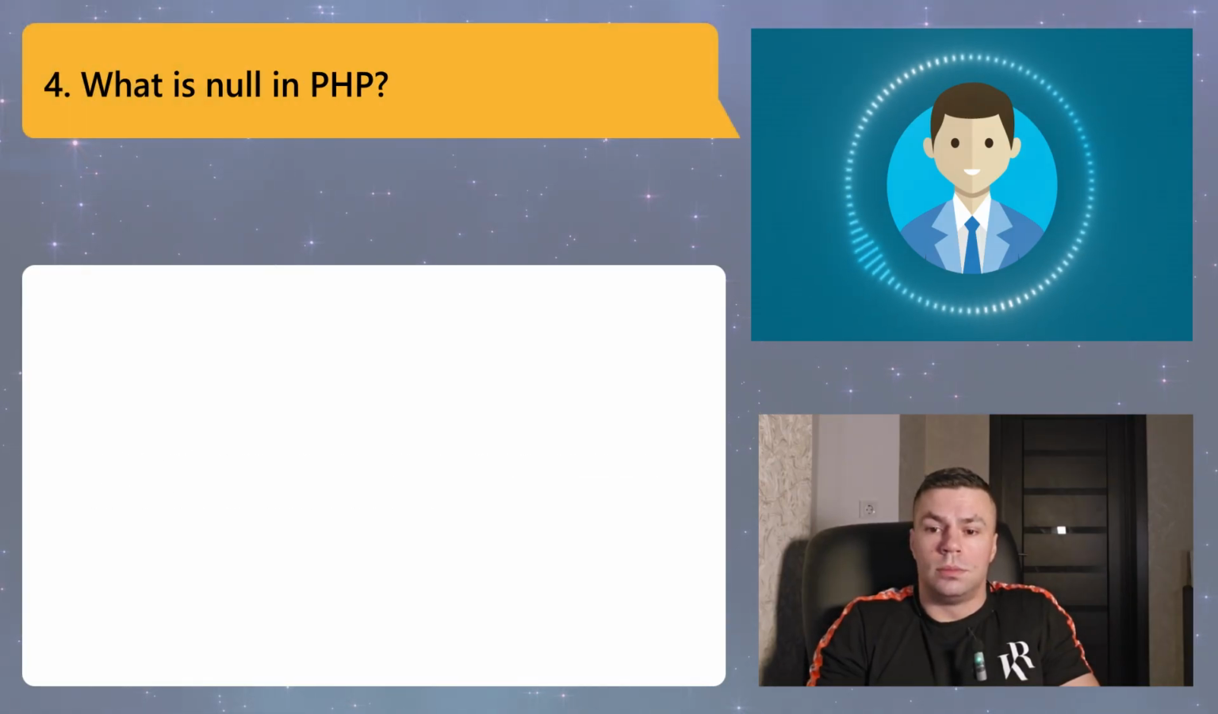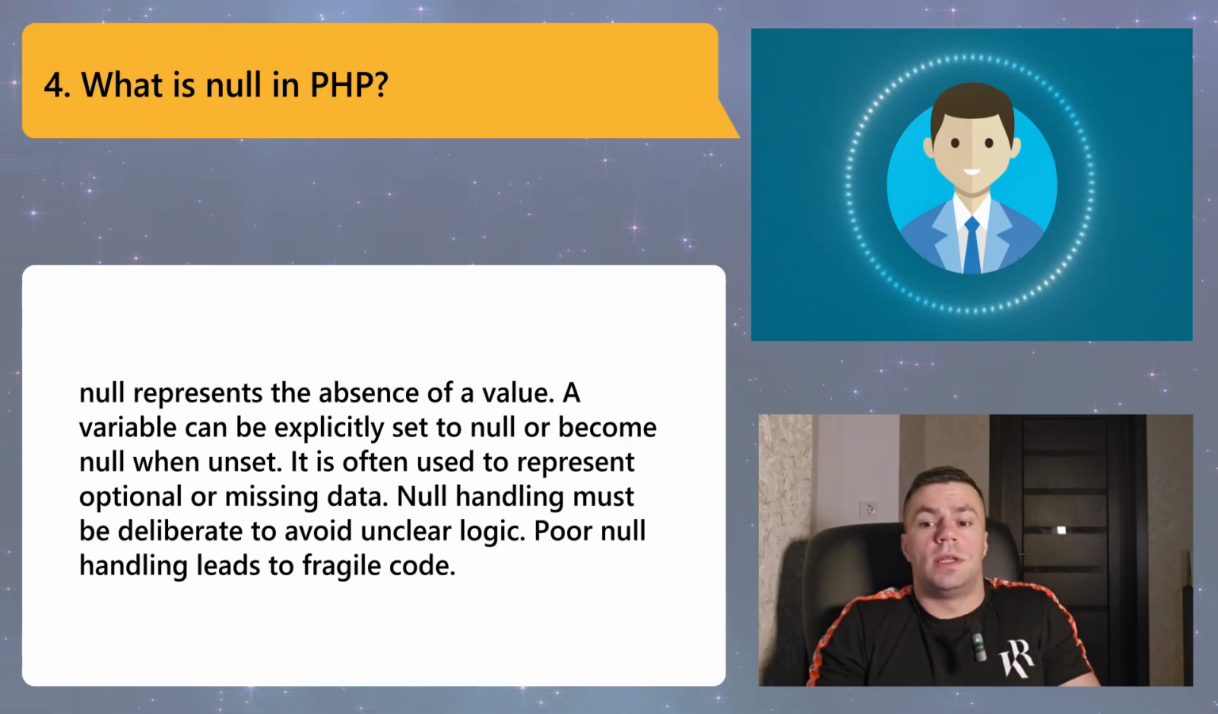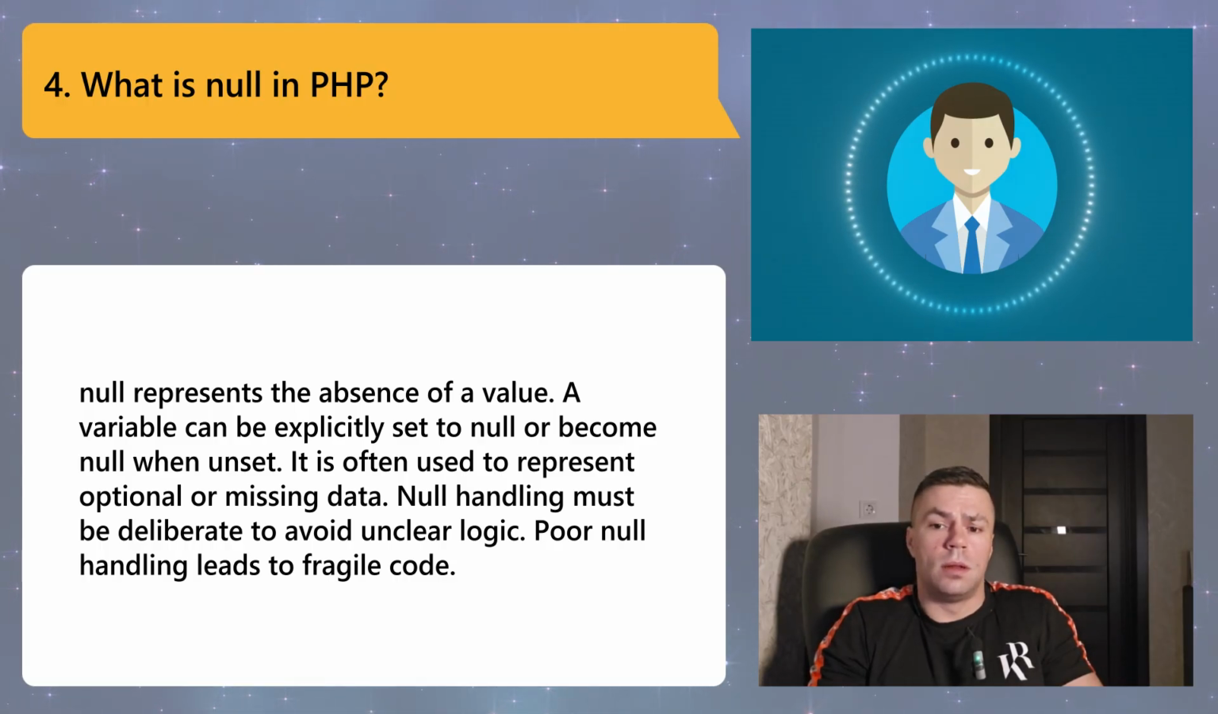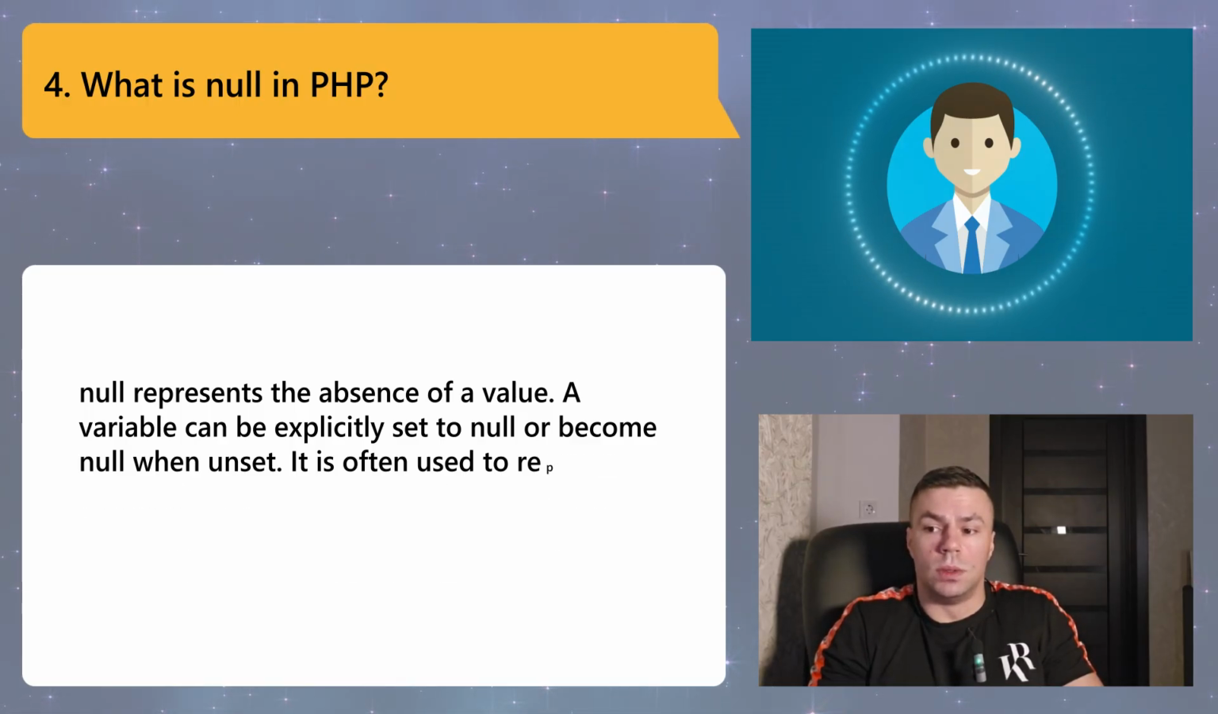What is null in PHP? Null represents the absence of a value. A variable can be explicitly set to null or become null when unset. This is often used to represent optional or missing data. Null handling must be deliberate to avoid unclear logic. Poor null handling leads to fragile code.